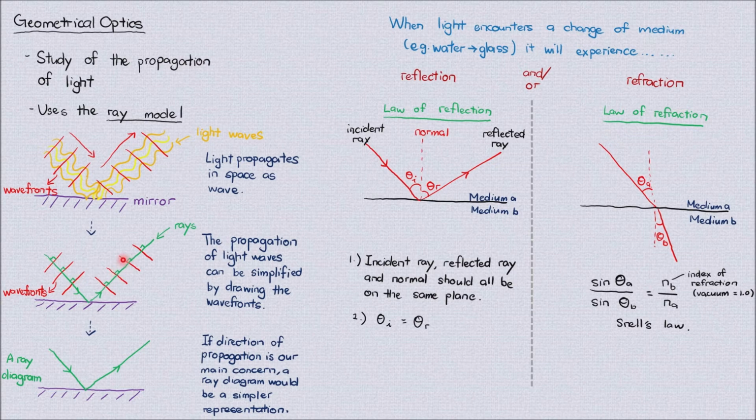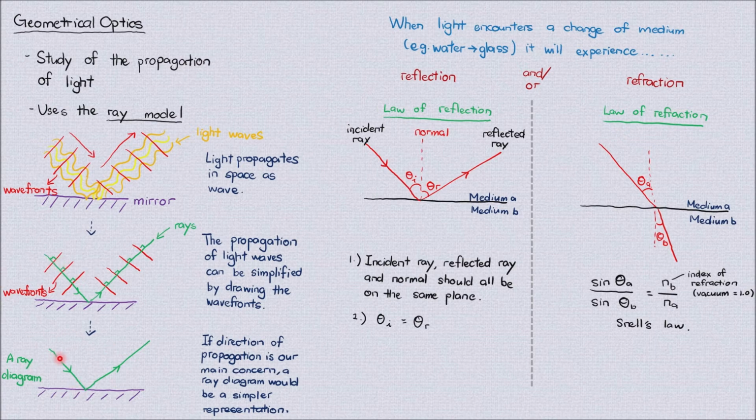So we can even simplify our diagram to be called a ray diagram. For a ray diagram, we'll focus on just the direction of the wave traveling in space. In this case, the wave is coming this way, then it gets reflected this way. We can simplify the drawing of wavefronts. We can just remove the wavefronts because we are not concerned with the characteristics of the wave itself. So this is called a ray diagram.